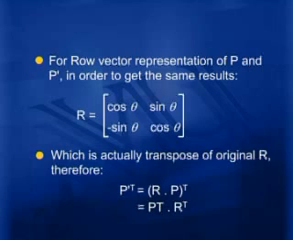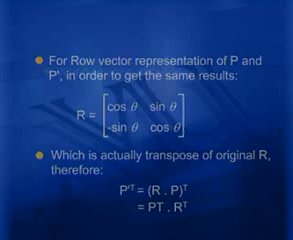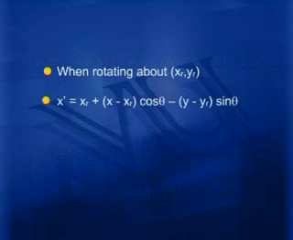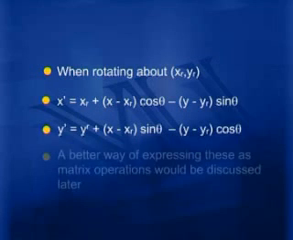Now if you look at it carefully, you see that this is actually the transpose of the original R. The original R that we just used in the column vector form has become its transposed form. So in this way we can express the same relationship as P dash transpose is equal to R dot P whole transpose, which can be opened as P transpose dot R transpose.